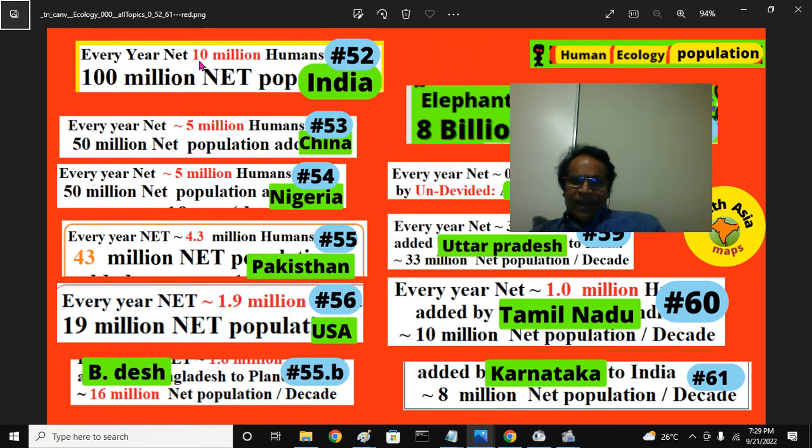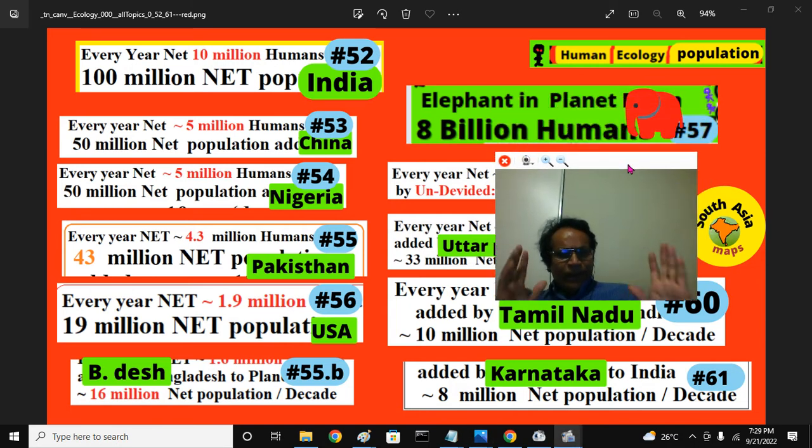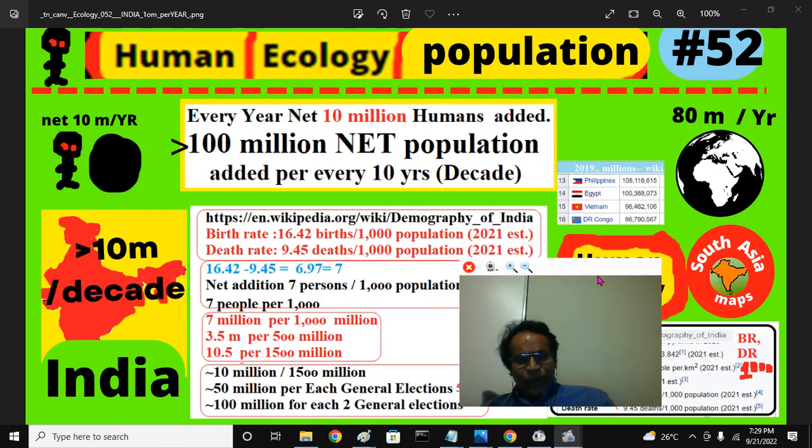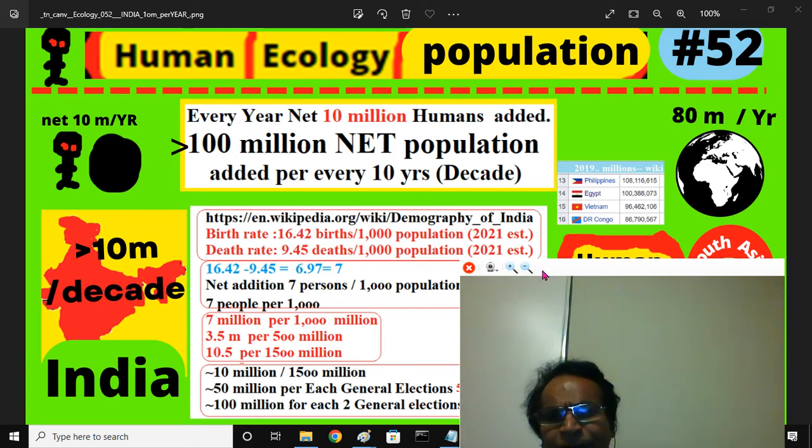That means India adds 10 million per year, China adds around 5 million per year, Nigeria adds 5 million, Pakistan adds 4.5 million per year, the United States adds around 2 million, Bangladesh adds more or less 1.8 million or so. This is per year population growth on the planet Earth and India's contribution in that. So, without controlling the population, whatever you do in the Indian social, economic, political system, has little value.